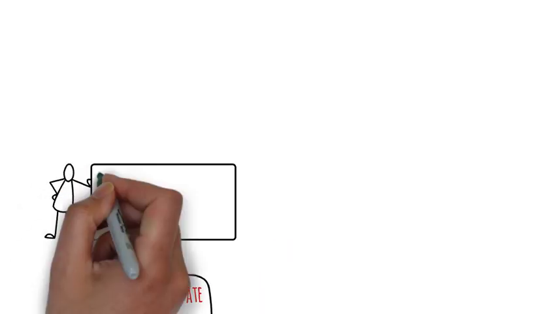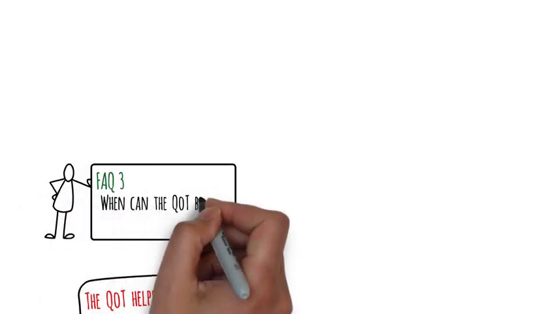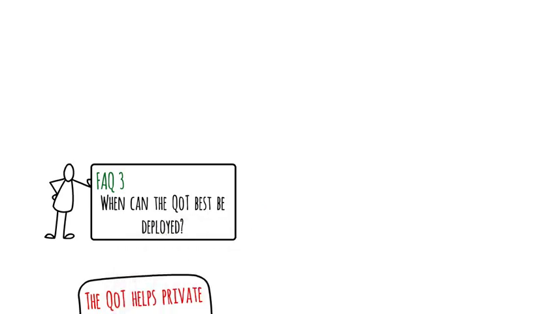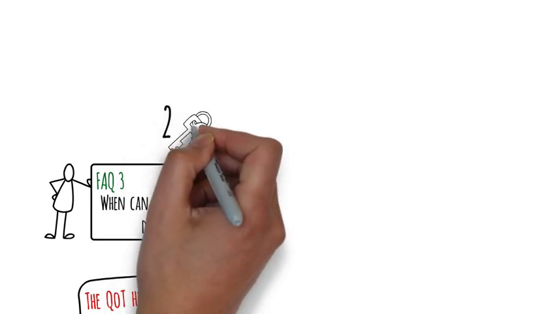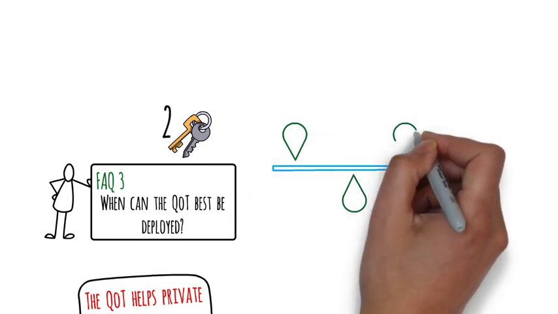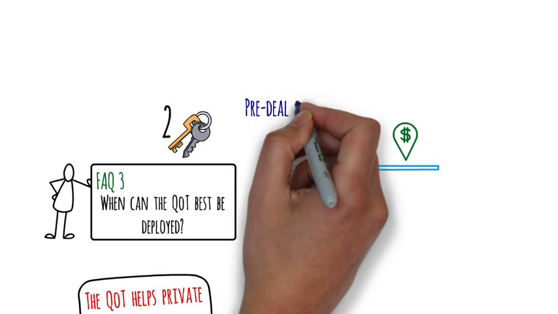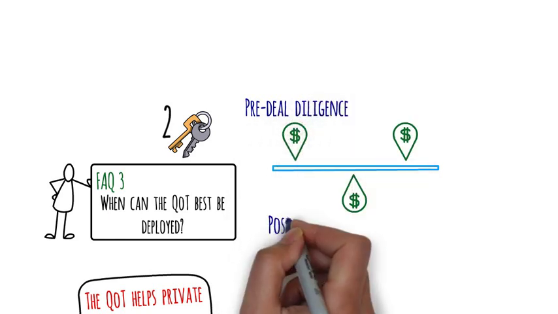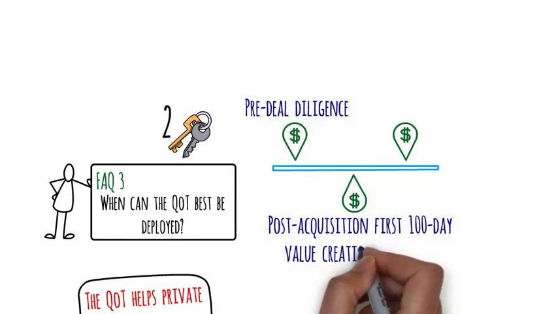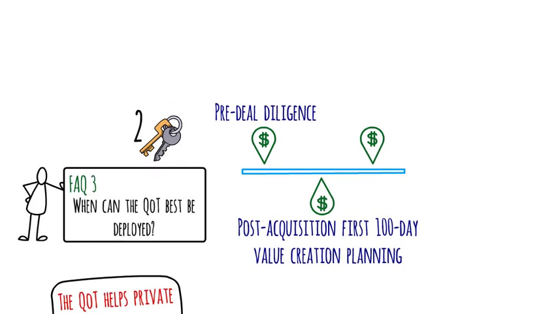FAQ number 3. When can the QoT best be deployed? There are 2 key points along the private equity ownership timeline where QoT can make a significant contribution. The first is during pre-deal diligence, and the second is post-acquisition during the first 100-day value creation planning period.